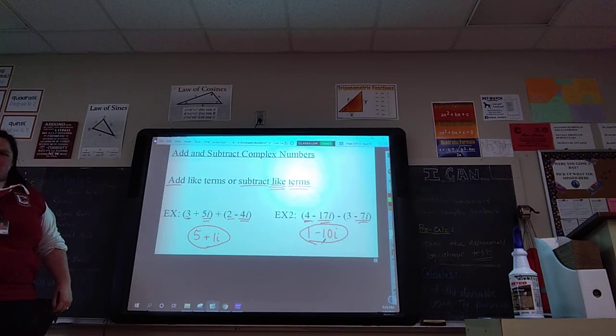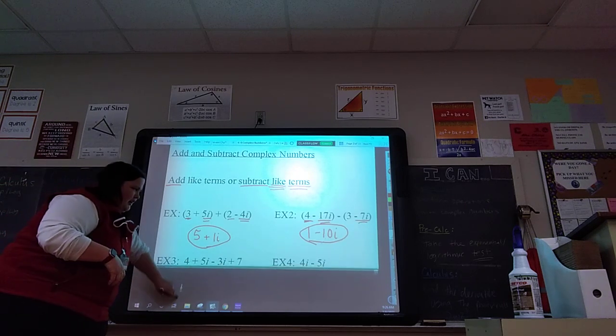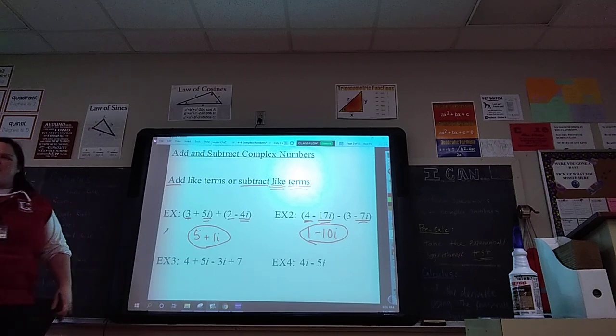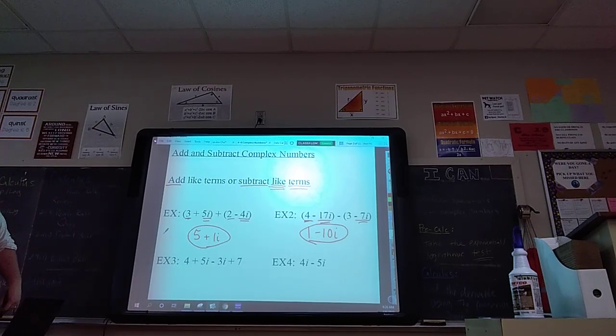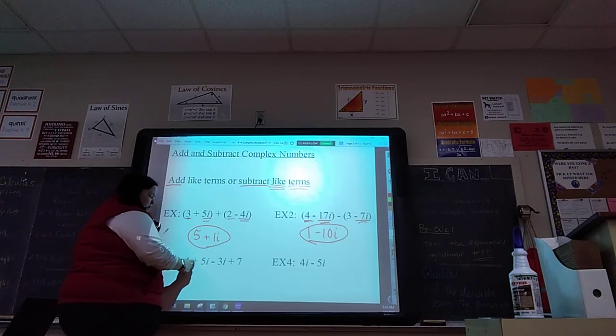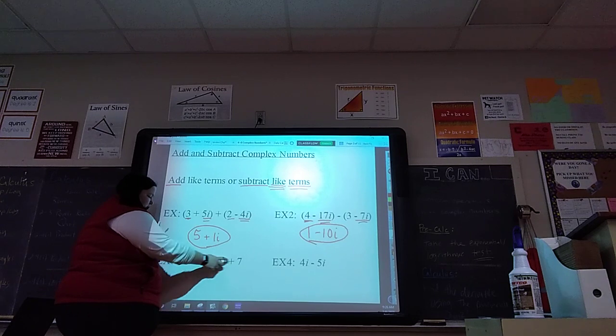Every once in a while you might see them without parentheses, so I just want to do a couple other variations. For the most part, you're going to see it like the first two examples where you see the parentheses and then in between you see an addition sign or a subtraction sign. Here, you might just get a whole string of things, but you're still adding like terms. So I still can't add the 4 with the 5i or add the 4 with the negative 3i. What can I add the 4 with? The 7, so that's 4 plus 7.